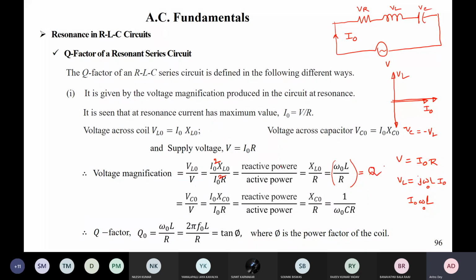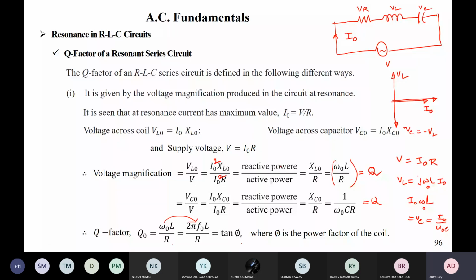The same thing will be for VC0, because this is the same voltage magnification, because VL is nothing but VC, which is equal to I0 by omega 0 into C. So if we write in that form, then we get Q to be equal to this. Okay, so quality factor is equal to omega 0 L by R. Here you can put omega 0 as 2 pi f0 when you know the frequency.